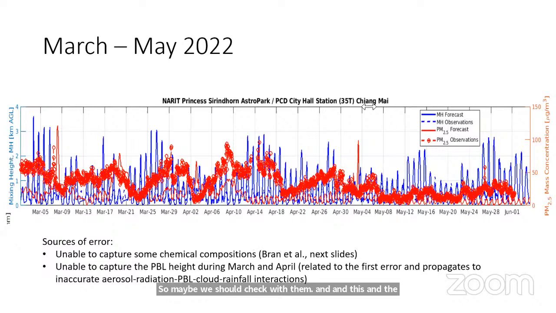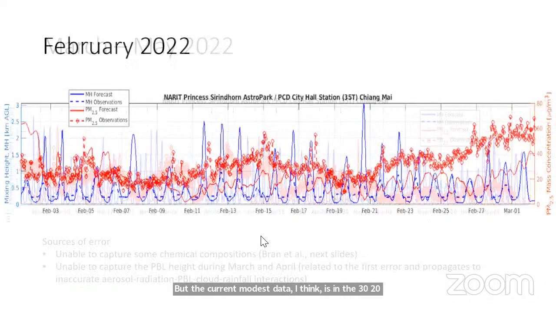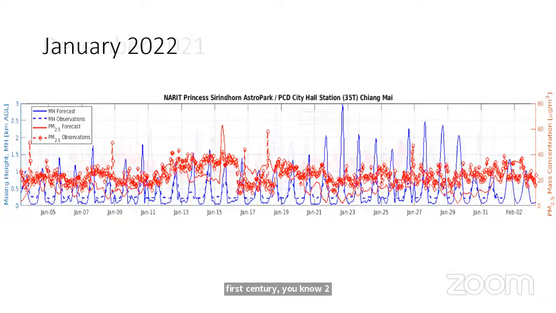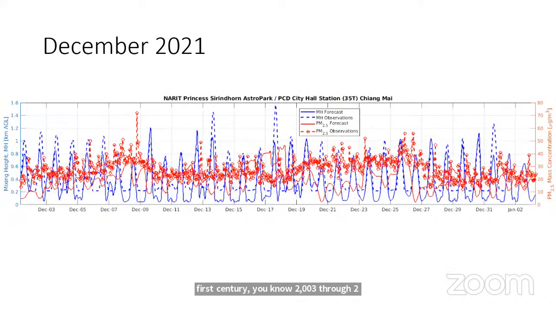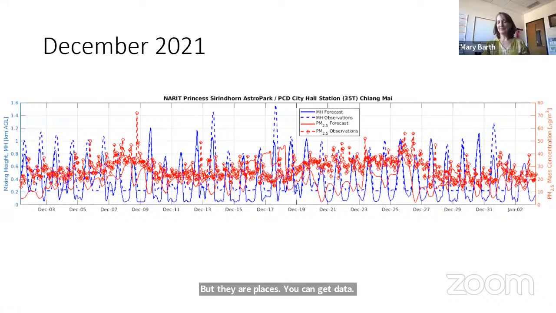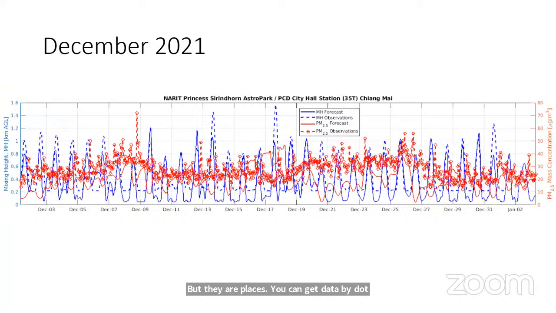But the current MODIS data, I think, is from the early 21st century, 2003 through 2010-ish. Yeah, it is. There are places where you can get updated data, but quality control is one of the issues. They have to process it, fill in missing data, and so on. So it's not simple to just download the data and use it as it is. But we can talk to the land surface model people to see if they have planned to do this.